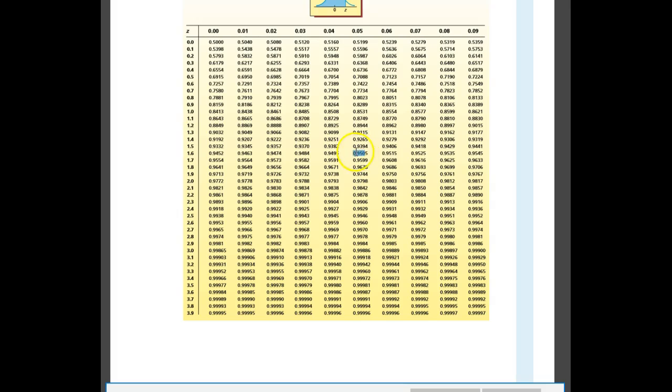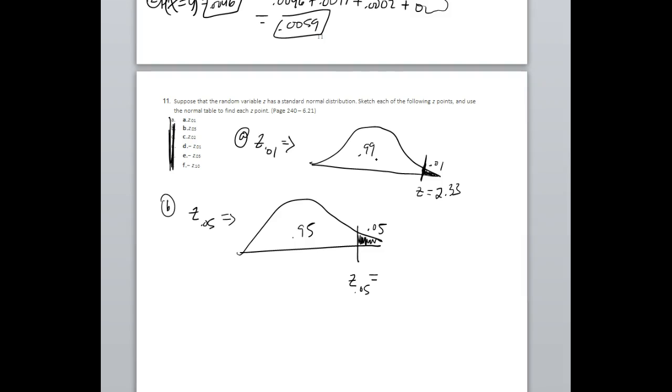So we look to see, it's this one, 1.65. Okay, so you go back over, 1.65.